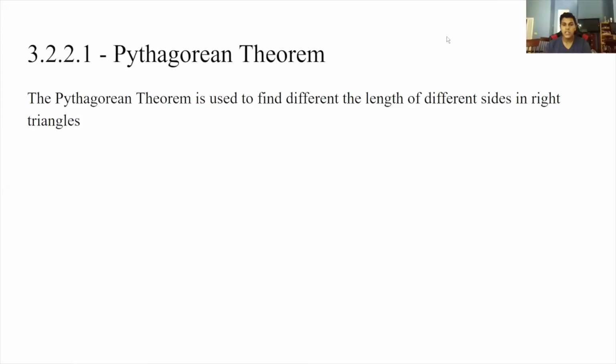So the first thing we need to talk about today is the Pythagorean Theorem. The Pythagorean Theorem is used to find different lengths of different sides in right triangles. And a right triangle is just a triangle with a right angle. So here's how the Pythagorean Theorem works.